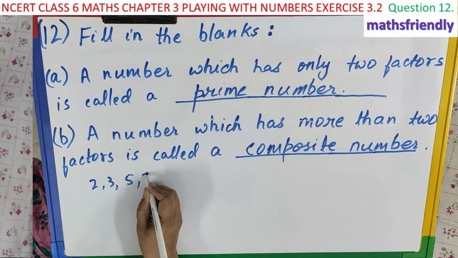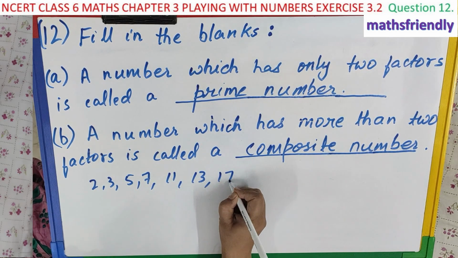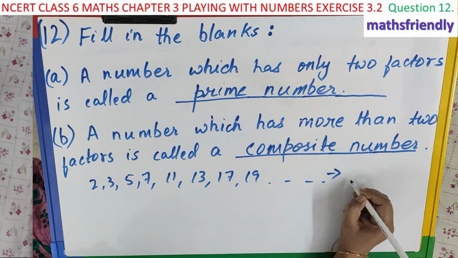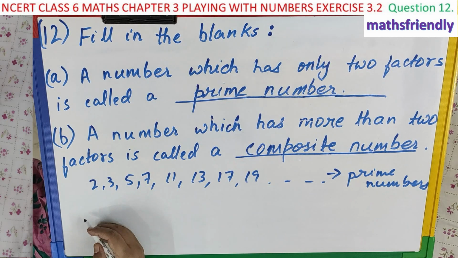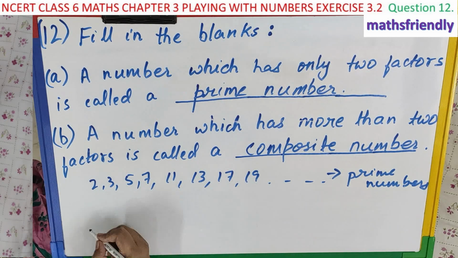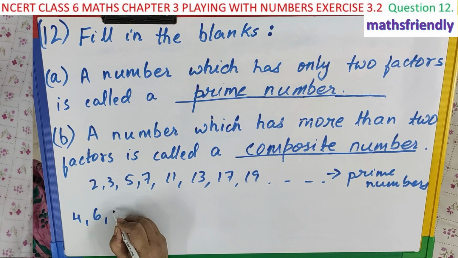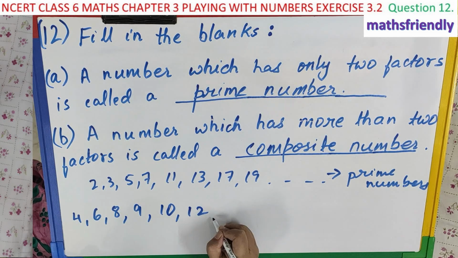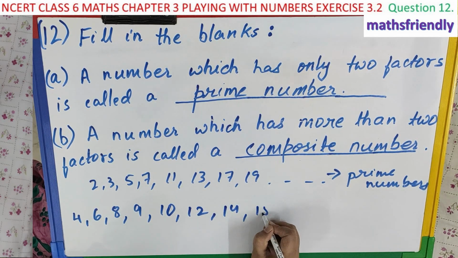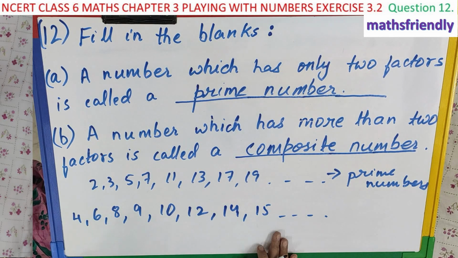2, 3, 5, 7, 11, 13, 17, 19 and so on were what? They were all prime numbers, right? But the composite numbers have more than two factors. So composite numbers are 4, 6, 8, 9, 10, 12, not 11, 12, 14, 15 and so on. These are all composite numbers because these numbers have more than 2 factors. See, we are not taking 1. For 1 I will explain later.